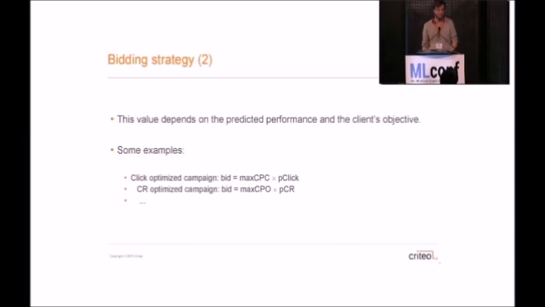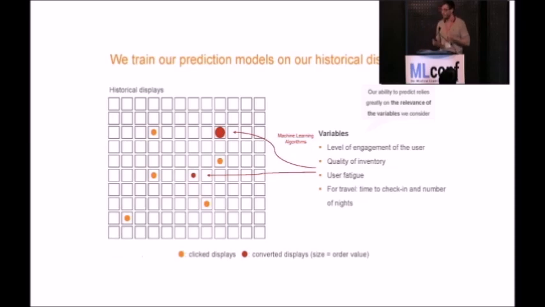But the clients don't care only about clicks, they can care about conversions, about sales. In this case, we bid the maximum CPO, the maximum amount of money they are willing to pay for a sale, times the probability of the person actually generating a sale for the client. And then we can generate all other things like the amount of money that the person will spend and things like this. So this is the bidding strategy, and then how we train this model.